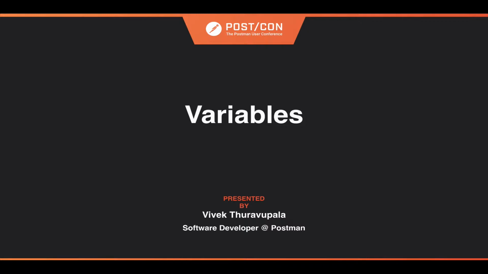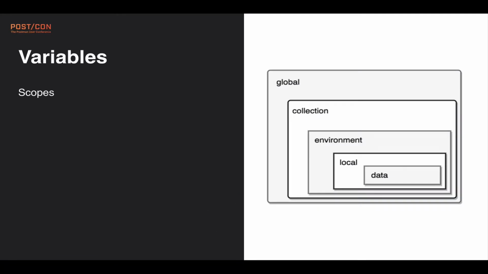As it is with pretty much everything related to programming, Postman has variables. Variables in Postman can be used to represent changing data. Now, Postman supports multiple scopes for variables, and understanding these scopes is critical to using variables within Postman.